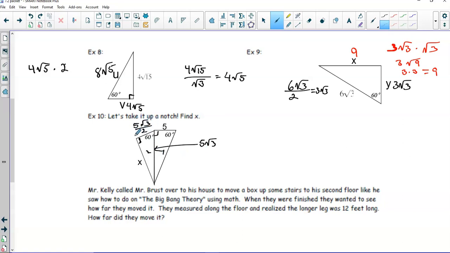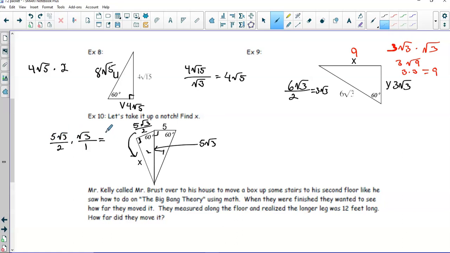Now, if I take this number right here and I want to go from here to the long leg of triangle number 2, I must take that number and multiply it by the square root of 3. So if I take that 5 square root of 3 divided by 2 times the square root of 3 over 1, because it's the same thing, right? Notice that 5 times the square root of 3 times the square root of 3 is 5 square root of 9. And the square root of 9 is 3.